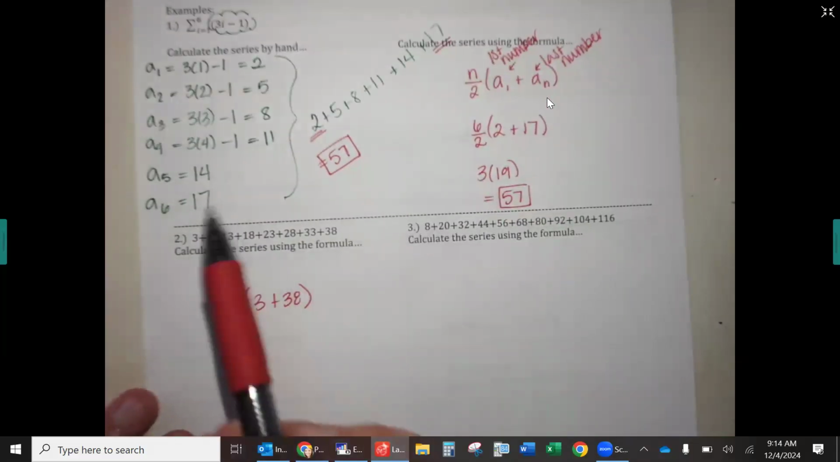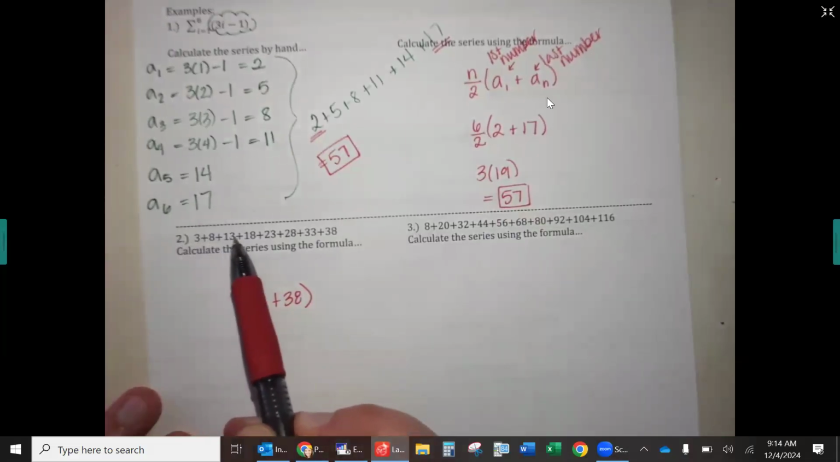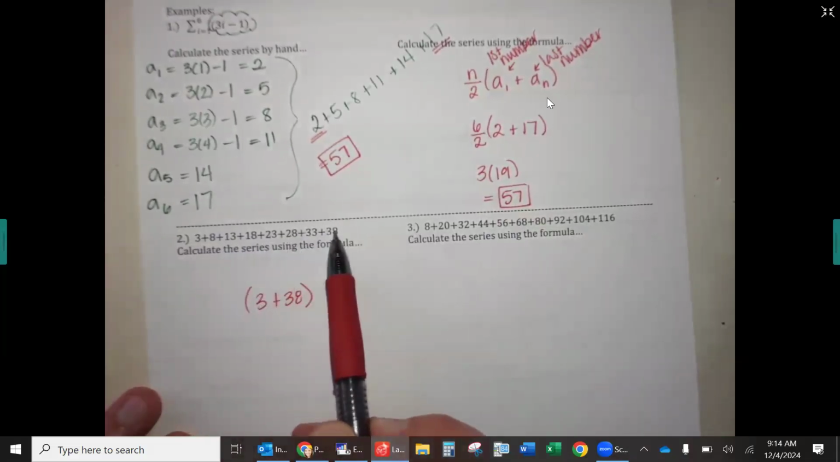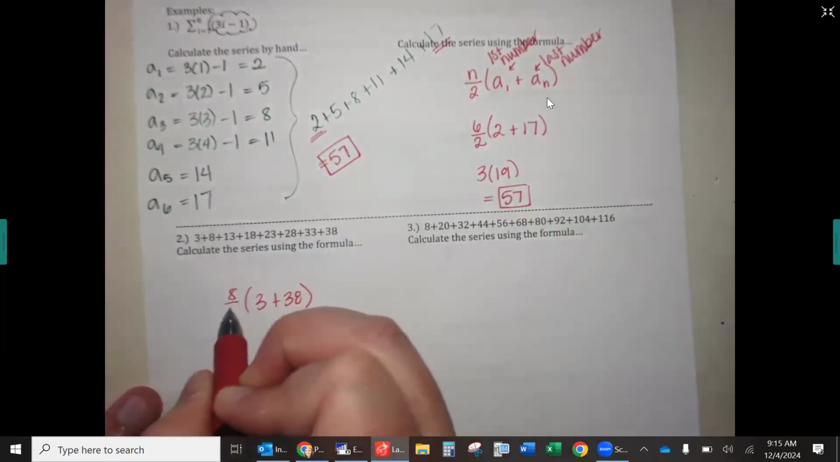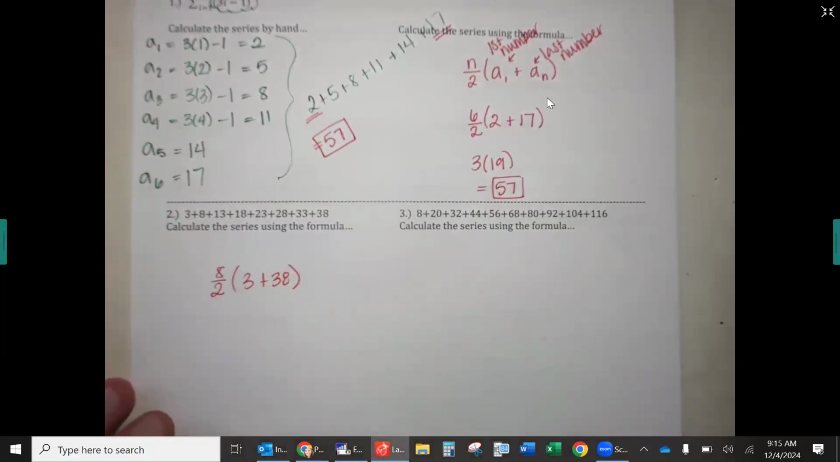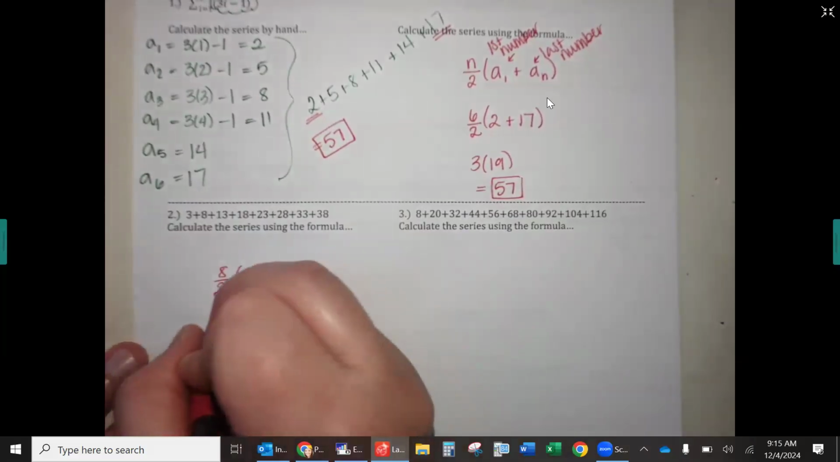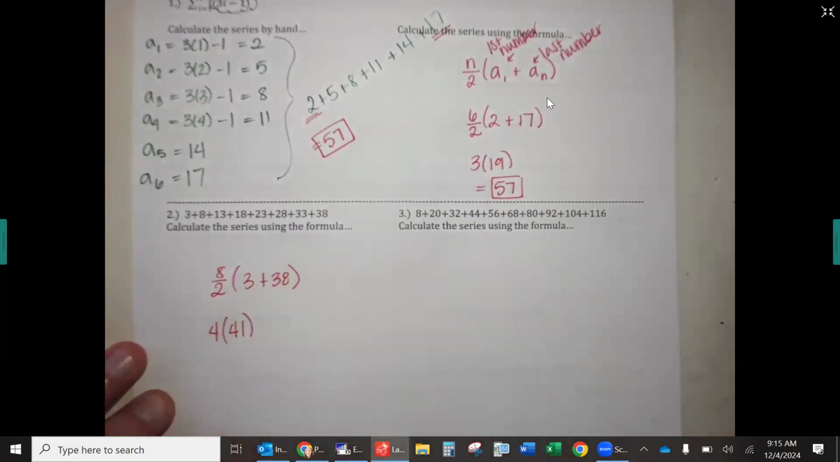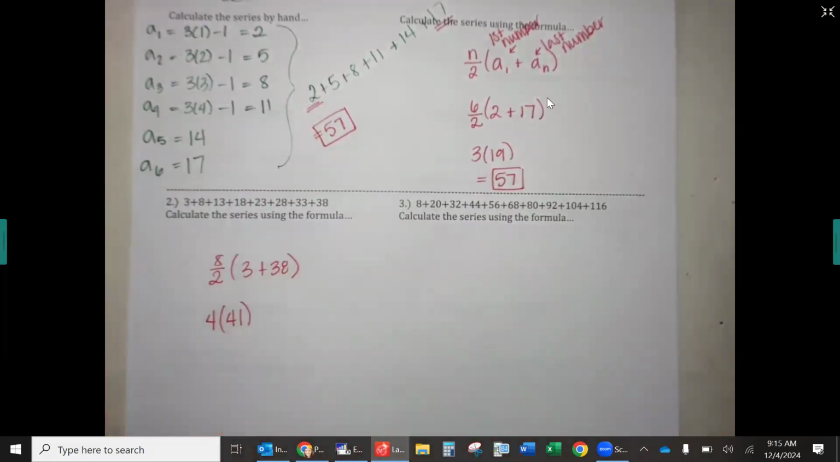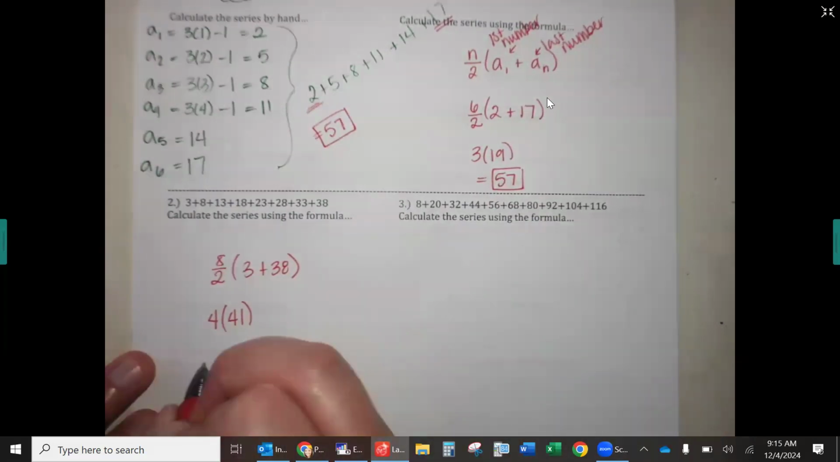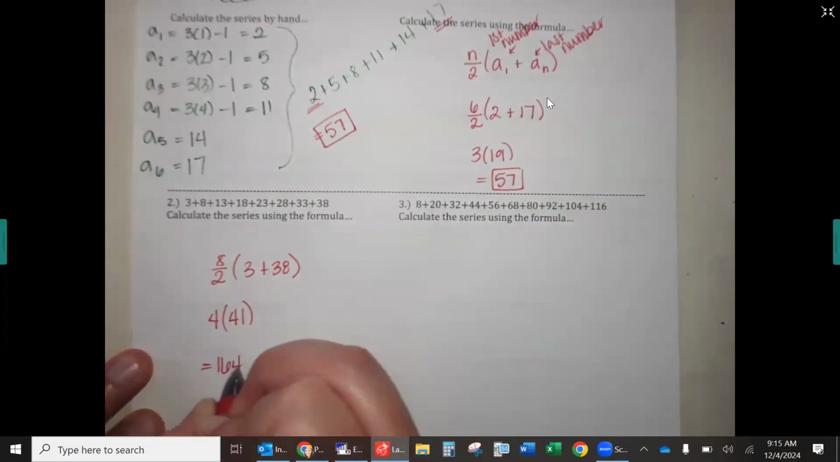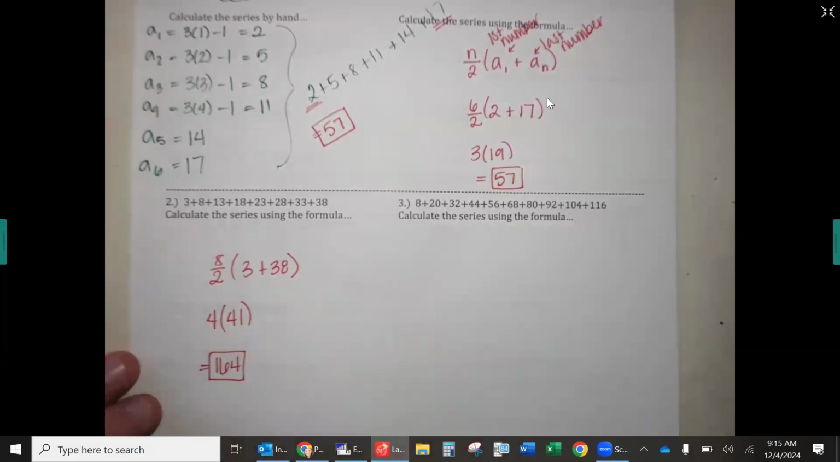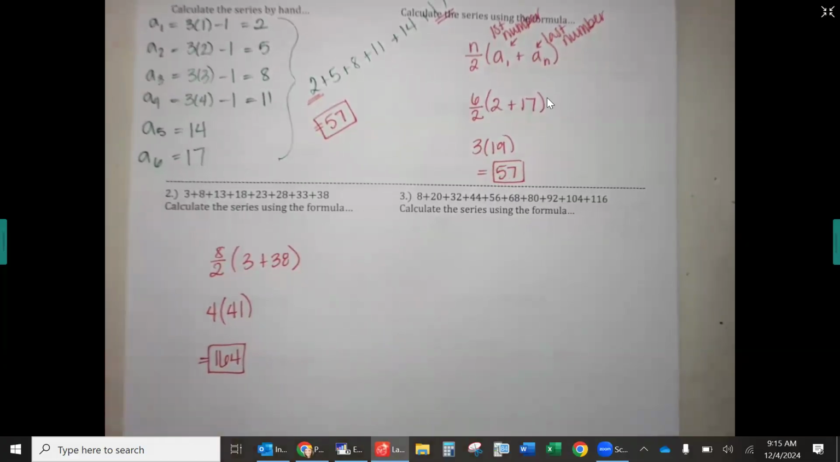So let's just count them up. 1, 2, 3, 4, 5, 6, 7, 8. Then I would put 8 over 2. What is 8 divided by 2? 4. And then 3 plus 38 is 41. What is 4 times 41? 164. Very good. And if you were to add up all of the numbers in the list, you should also get that.